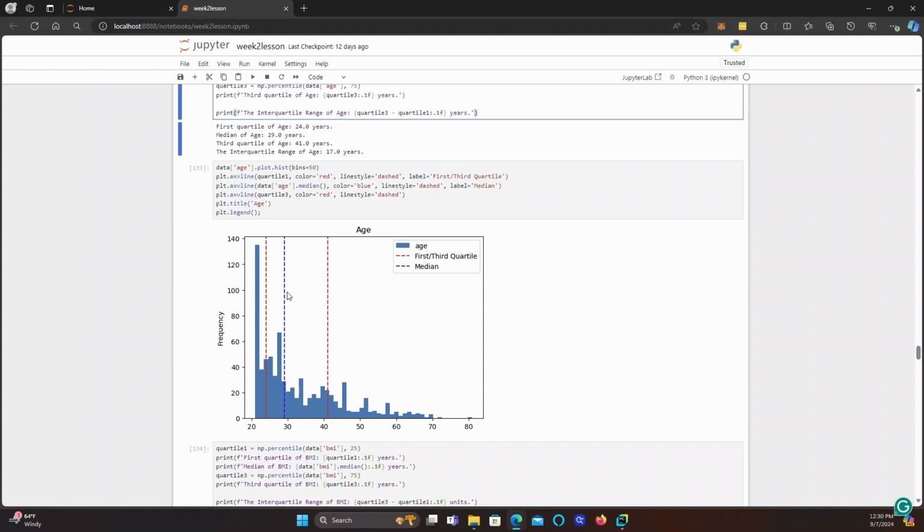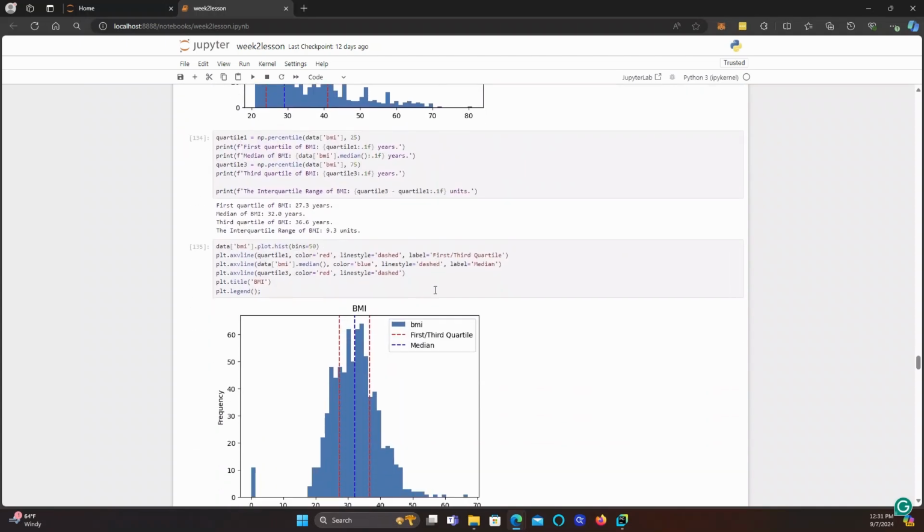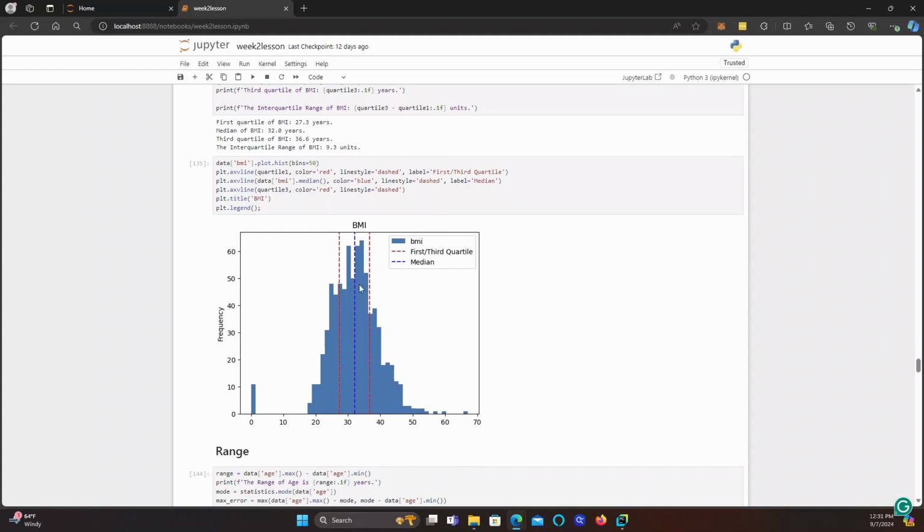It tells you about half of everybody in this data set was between 24 and 41 years old. And then here's the same thing with BMI, where it actually is very symmetric because the data is symmetric, and about half of all people are between 27 and 36 years old.